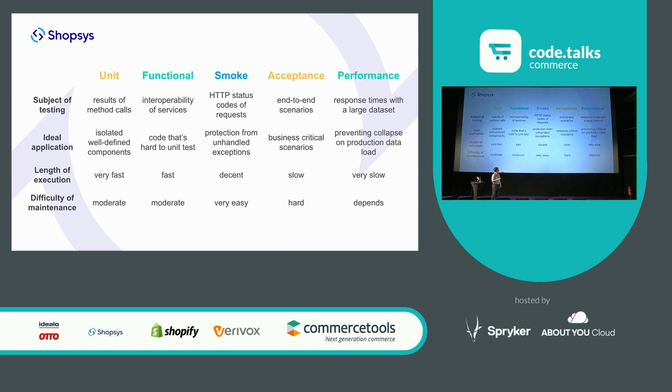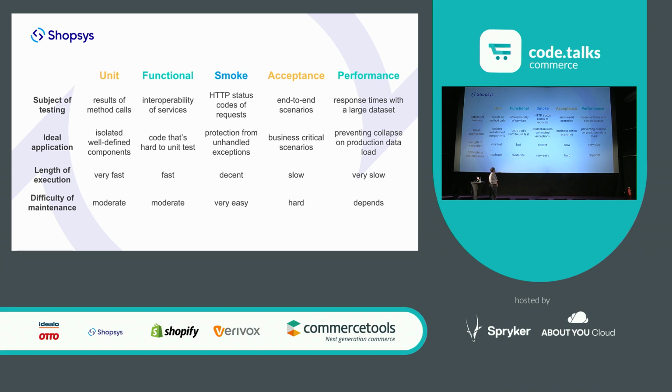This is a nice summary of all the layers I've talked about. All the layers have different target group, different focus. They are testing different things, and they have a different ideal application. And you can see that the unit tests are really very fast. But as you go away from the smallest amount of code, the length of execution really increases.